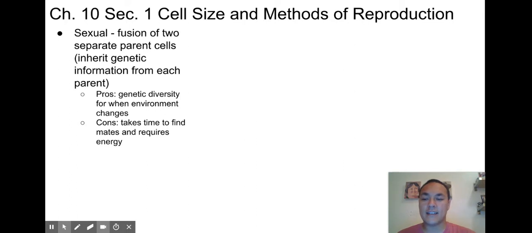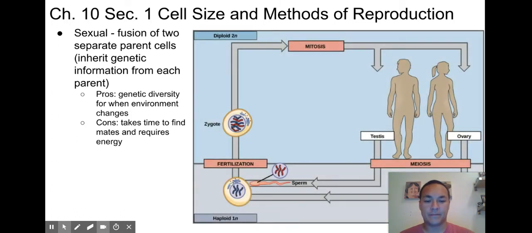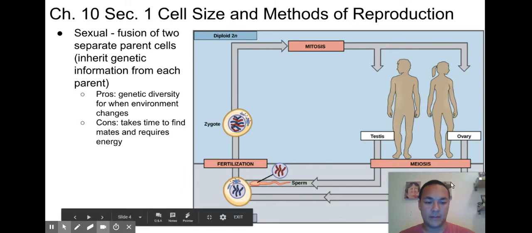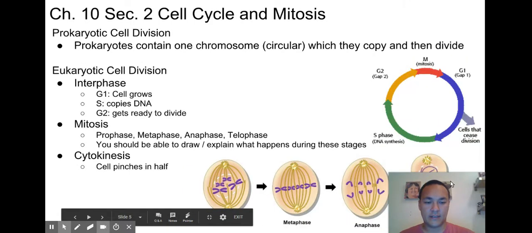The con is that it takes time, right? It's a lot easier to just reproduce asexually and just make a clone of oneself. It takes time to find mates, and it requires energy. Okay, oh, my head is covering this up.